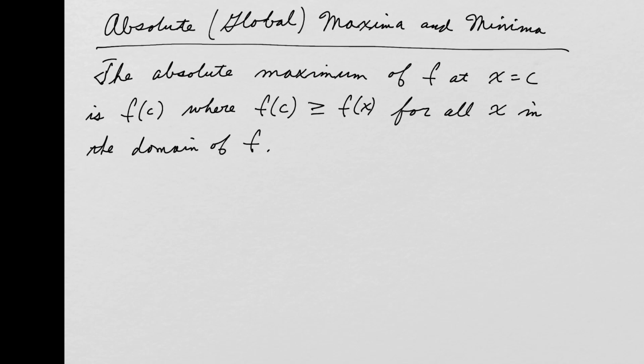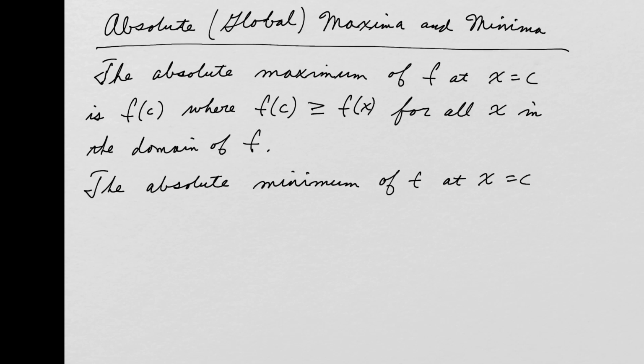And then the absolute minimum of f at x equals c is f of c, where f of c is less than or equal to f of x for all x in the domain of f.